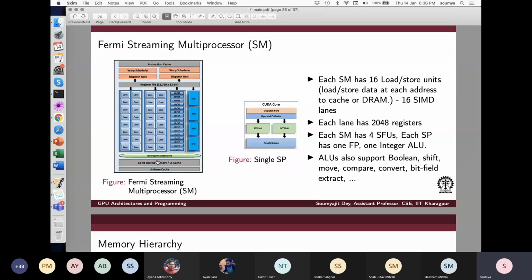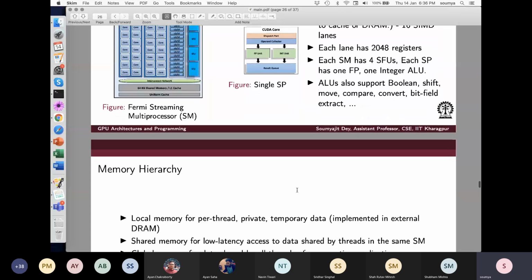But what is important is you have to understand this shared memory and the L1 cache: how much shared memory you want and how much L1 cache you want, you can configure that. Is that understood? Yes, sir.